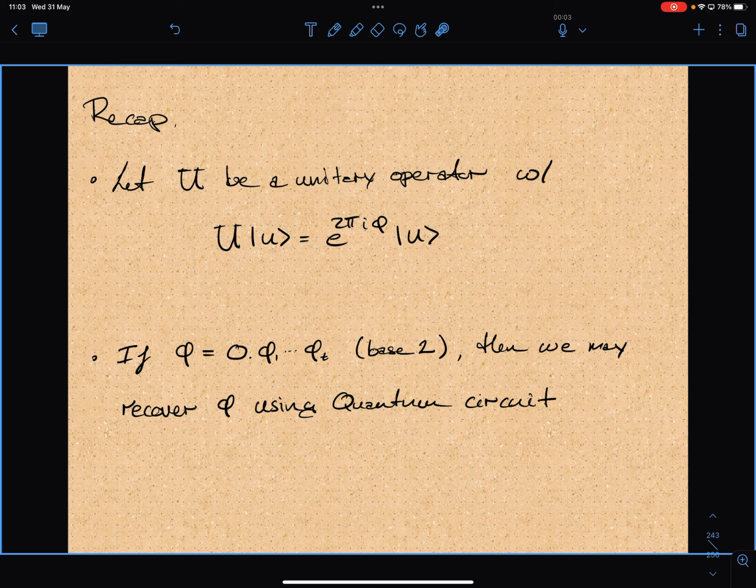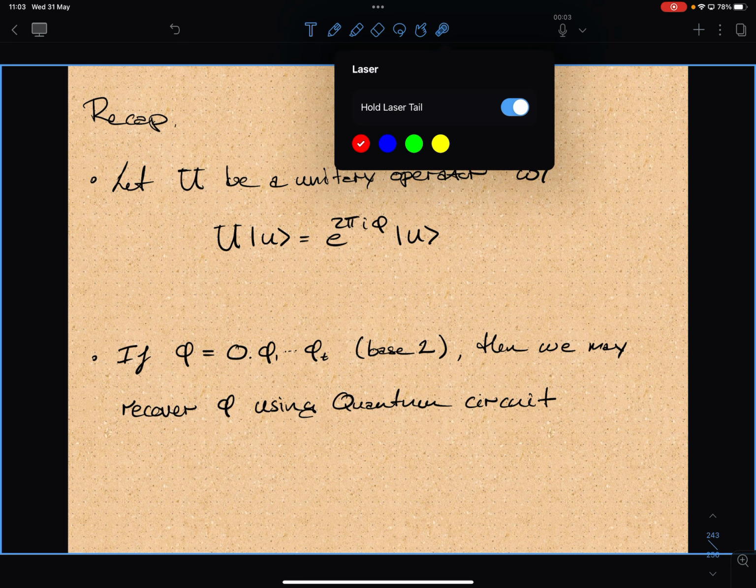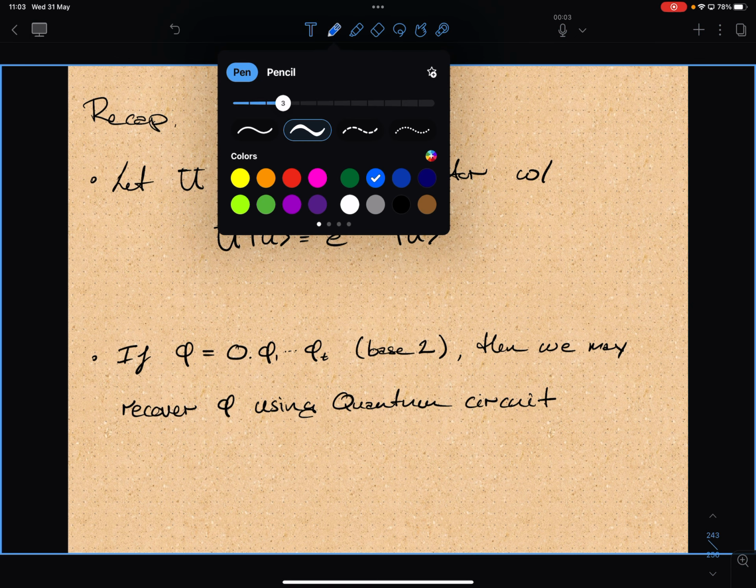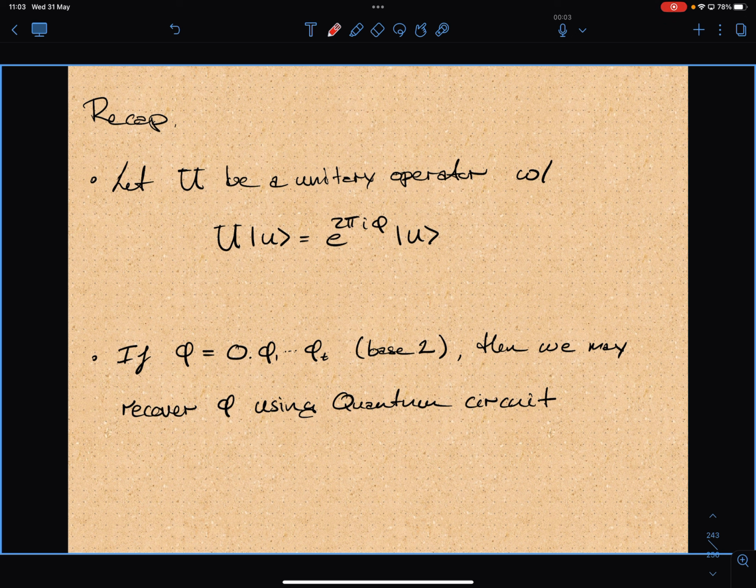So let's recap where we were. If we have a unitary operator U with an eigenvector and an eigenvalue given by this, we say that phi is the phase, and phi technically can be any number between 0 and 1.